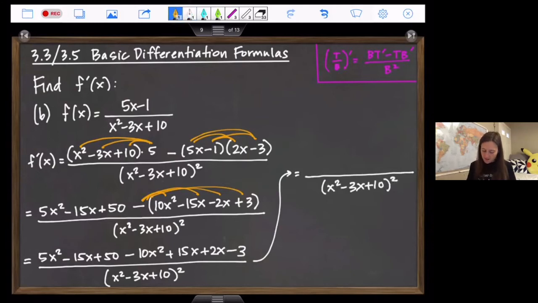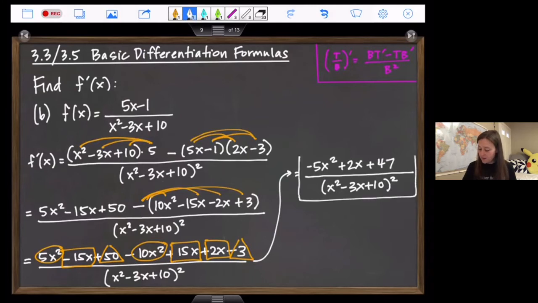Okay, so I have a 5x squared and a minus 10x squared. That's going to leave me with minus 5x squared. And then I've got minus 15x plus 15x. Those two cancel out. And then I've got a 2x. So I'll have plus 2x. And then I've got plus 50 minus 3. So that's going to be plus 47. All right, and that is not pretty, but that is the derivative of f of x.